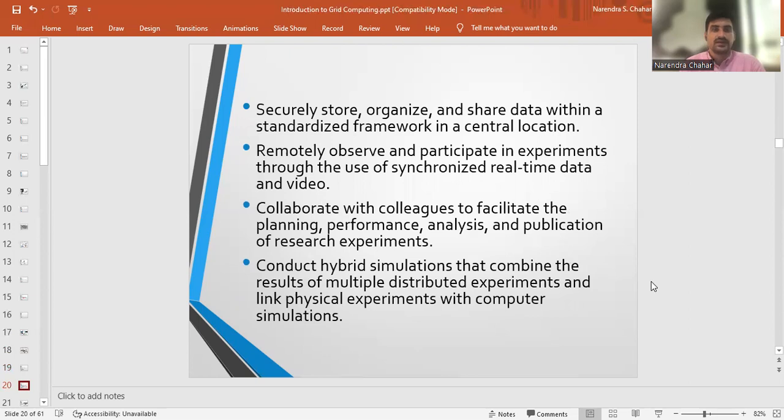Now, next, securely store, organize, and share data within a centralized server in a central location. So it just stores the data in a well organized manner, and it also shares the data with the vendor. It's remotely observe and participate in experiments to use the synchronized real time value. Now we see a synchronization between the server and our system.